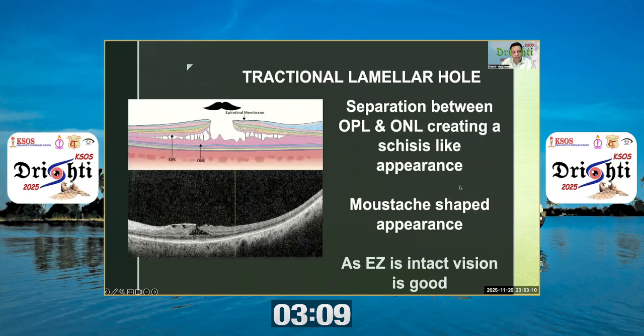The next is a tractional lamellar hole, which is a separation between the outer plexiform layer and the outer nuclear layer, which creates a schisis-like appearance. It's a mustache-shaped appearance at the fovea, what you see here on the OCT. As the ellipsoid zone is intact here, usually patients will have good vision.